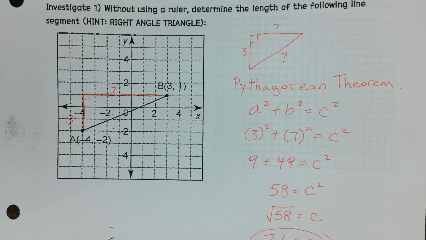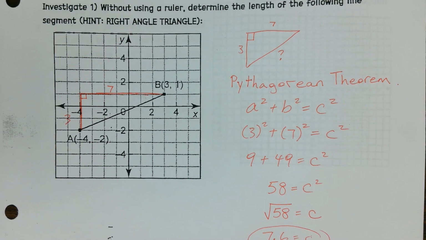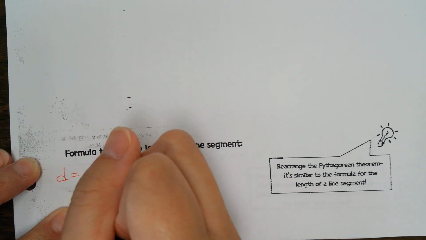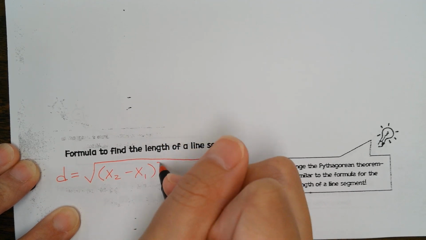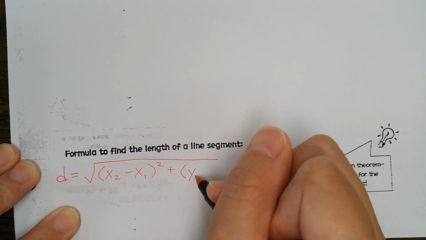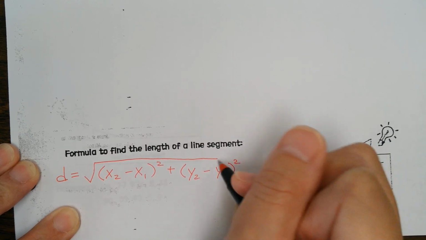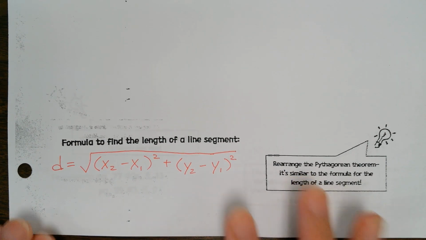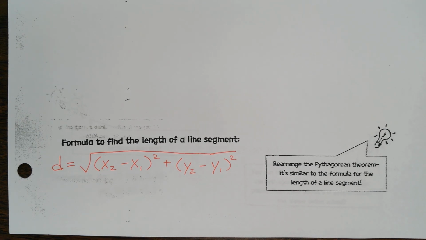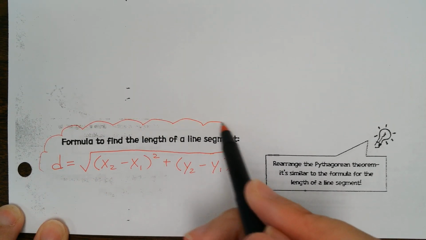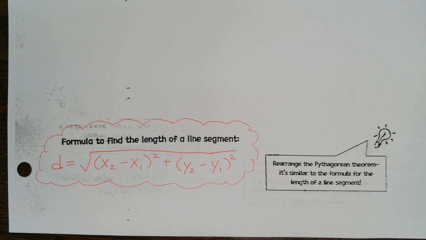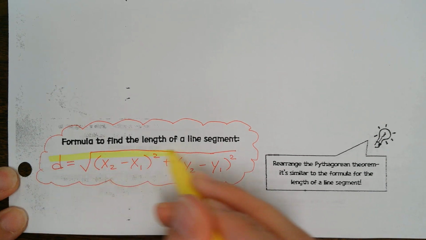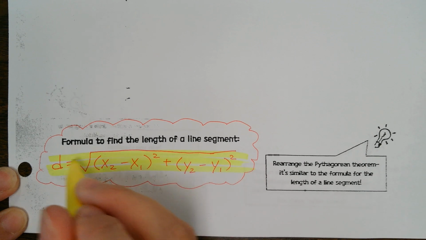All right. And so that's how we come up with the formula to find the length of a line segment. We use d equals the square root of the difference in x squared plus the difference in y squared. I'm going to ask you guys this question again. Do you think you need to memorize this formula? Yes. All right, so circle it, bubble it, highlight it. You need to memorize this formula.